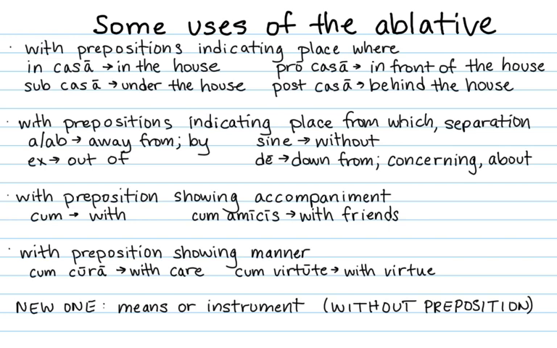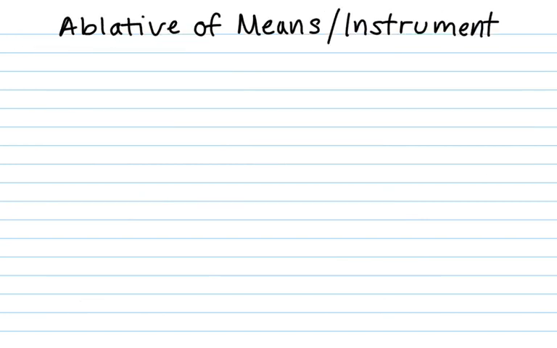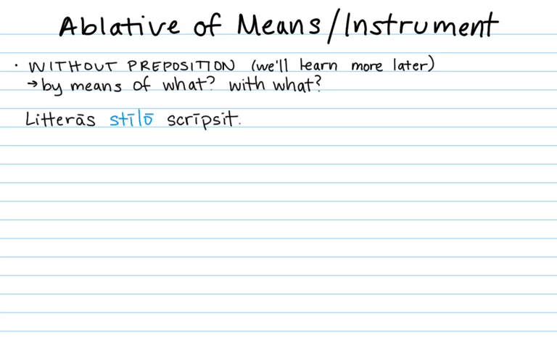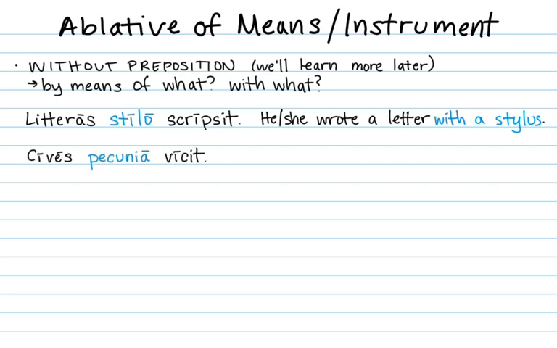So let's go to the next slide. The ablative of means or instrument does not take a preposition. There are more uses of the ablative that do not take the preposition, and we will learn them throughout this textbook. But for today, just means and instrument. Ablative of means or instrument answers the question, by means of what? With what? So in the sample sentence, litteram stilo scripsit, he or she wrote a letter with a stylus, it answers the question, with what? With a stylus.